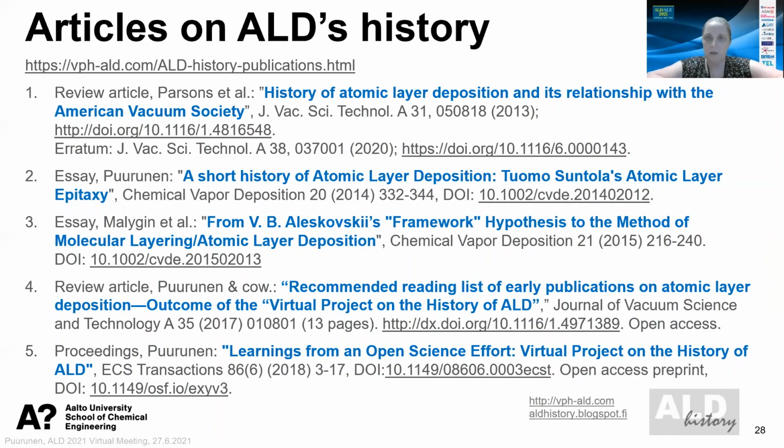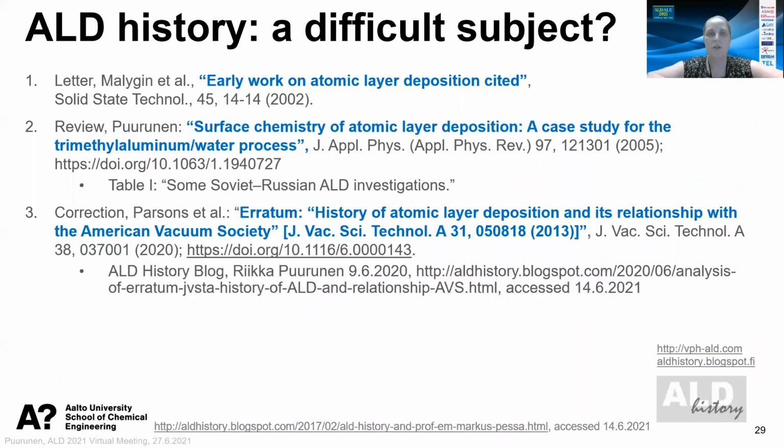There are some articles that have been written on the history of ALD. You can find the details here later. I will jump to this question. Is the history of ALD a difficult subject? I've heard people saying that. Well, it depends on whether you have thought or dealt with it, let's say. So the literature does not in general deal with this question in a good way.